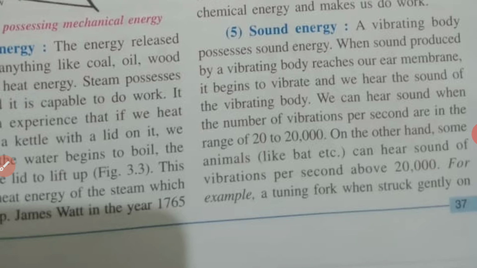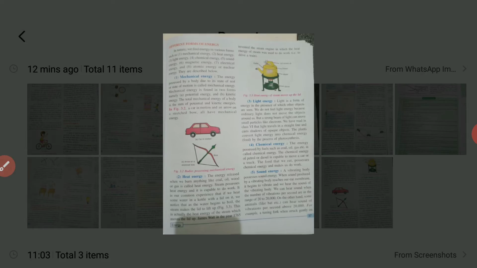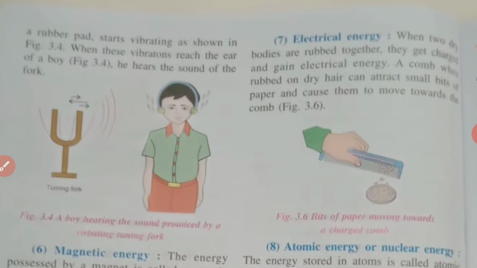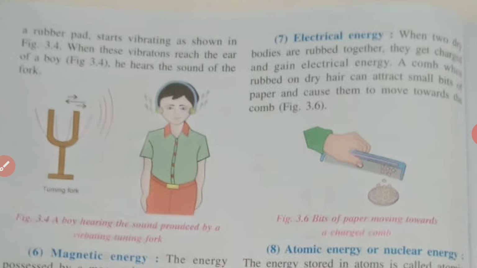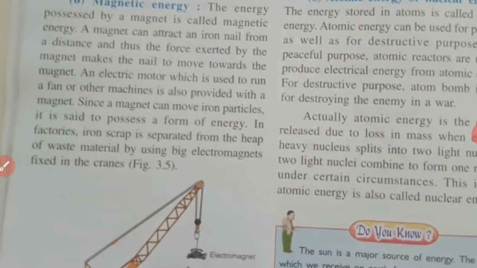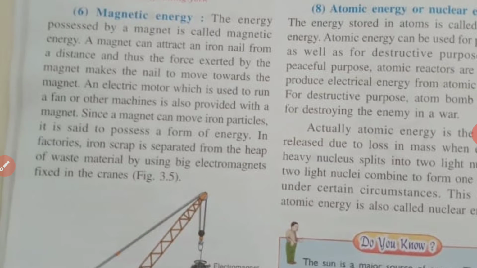For example, a tuning fork when struck gently on a rubber pad starts vibrating as shown in the figure. When these vibrations reach the ear of the boy, he hears the sound of the tuning fork. Okay, we have to discuss sound energy in detail. For the time being, just know that the sound energy is the type of energy which can create the sensation of hearing.